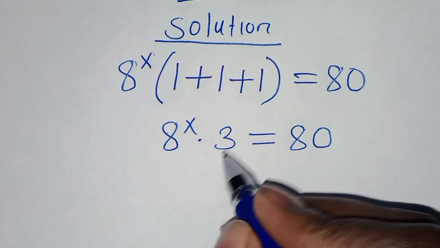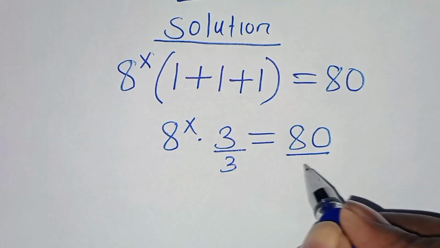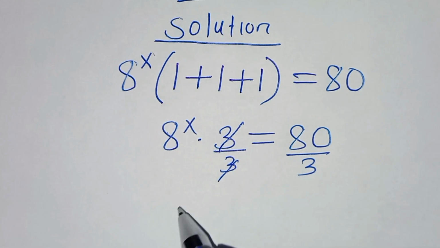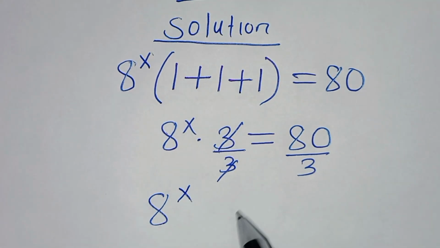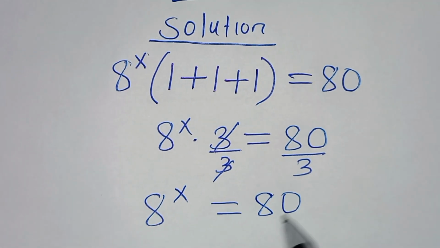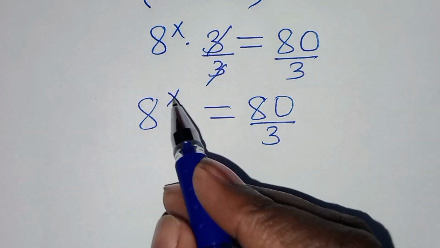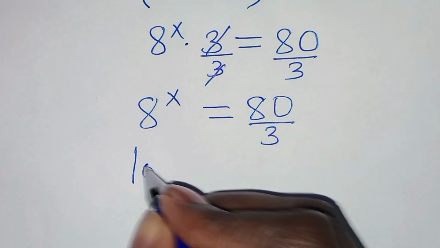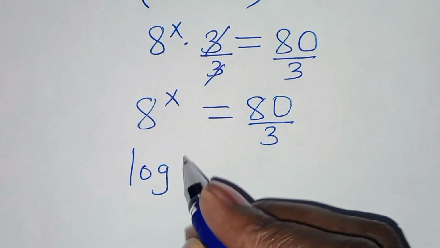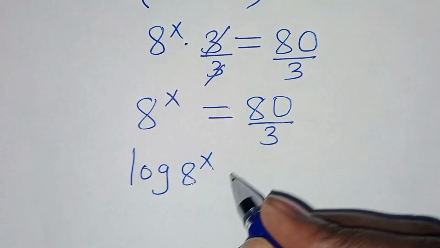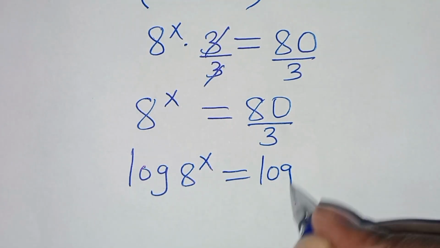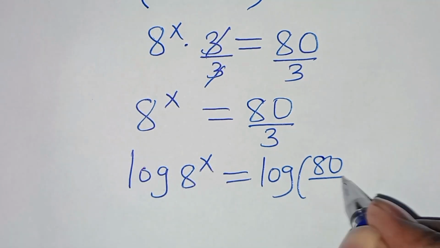The next step is to divide both sides by 3, so that now we have 8 to the power x, this is equal to 80 over 3. Now, to solve for x here, we introduce logarithm on both sides, so that we have log 8 to the power x. This is equal to log 80 over 3.